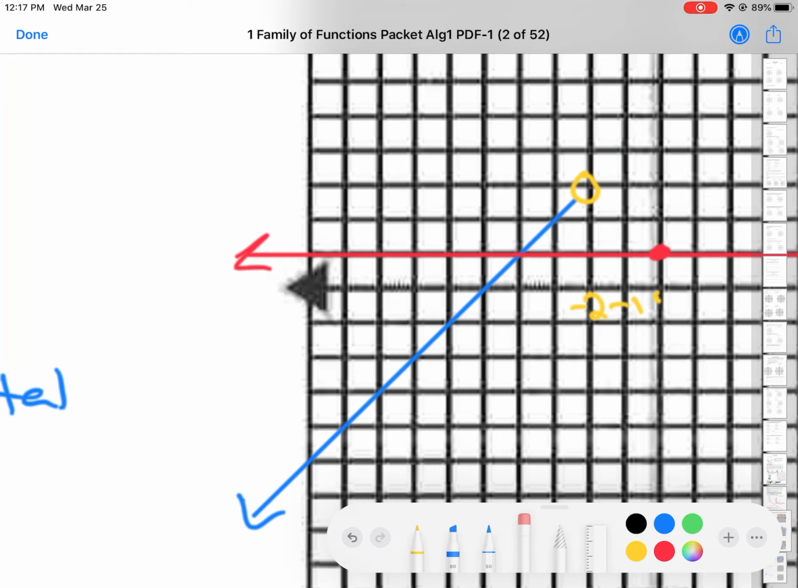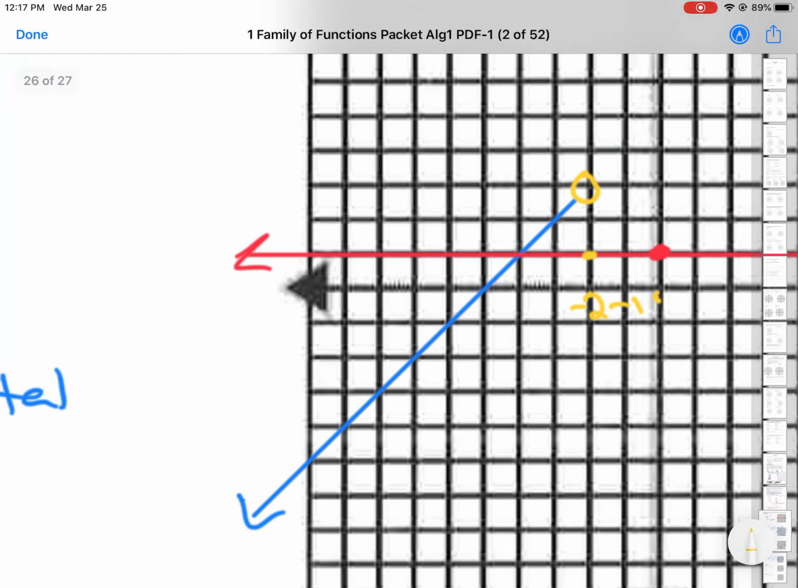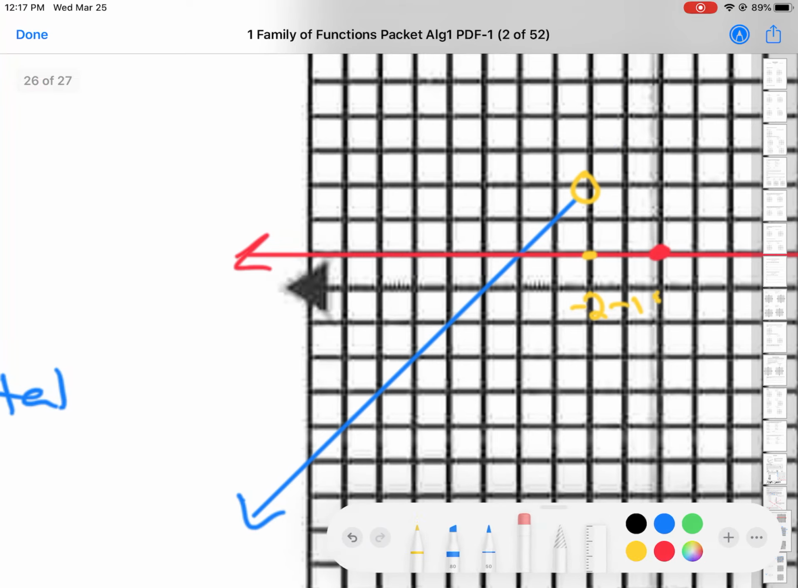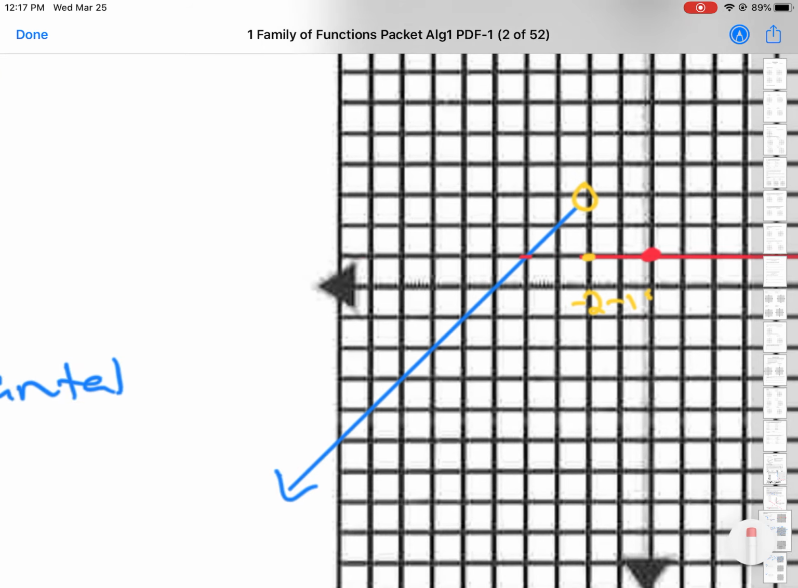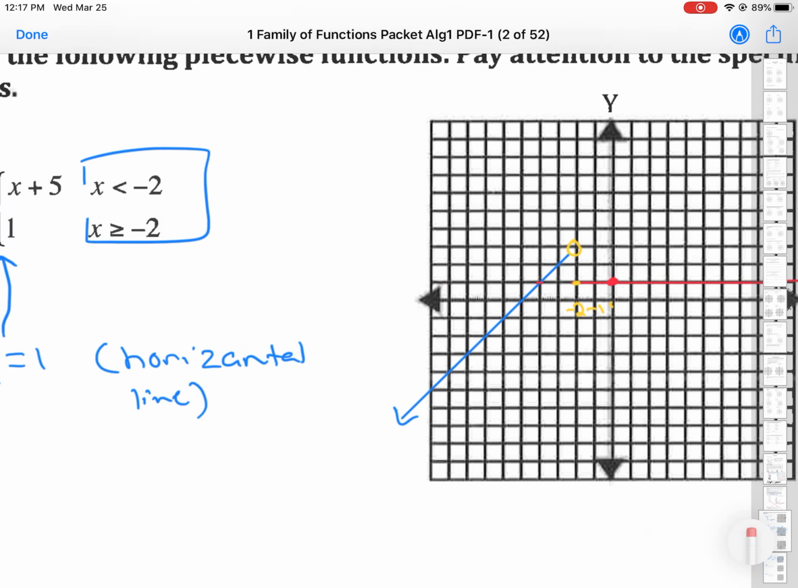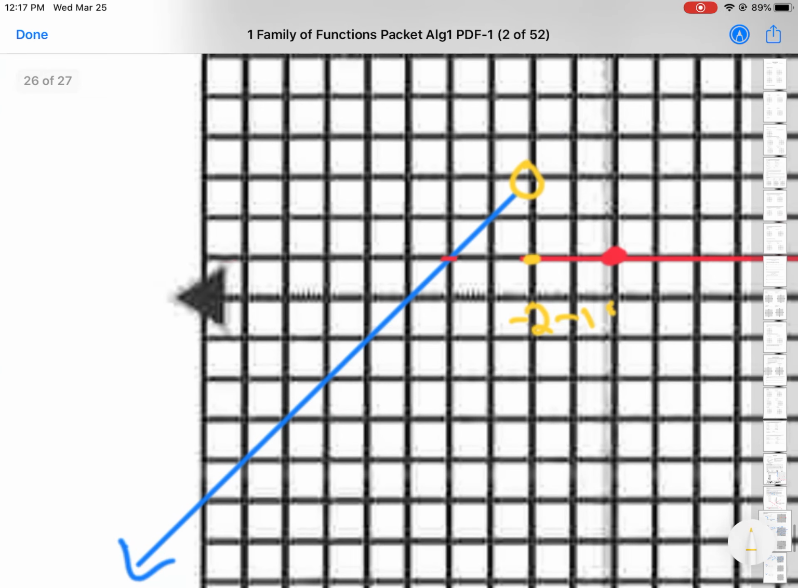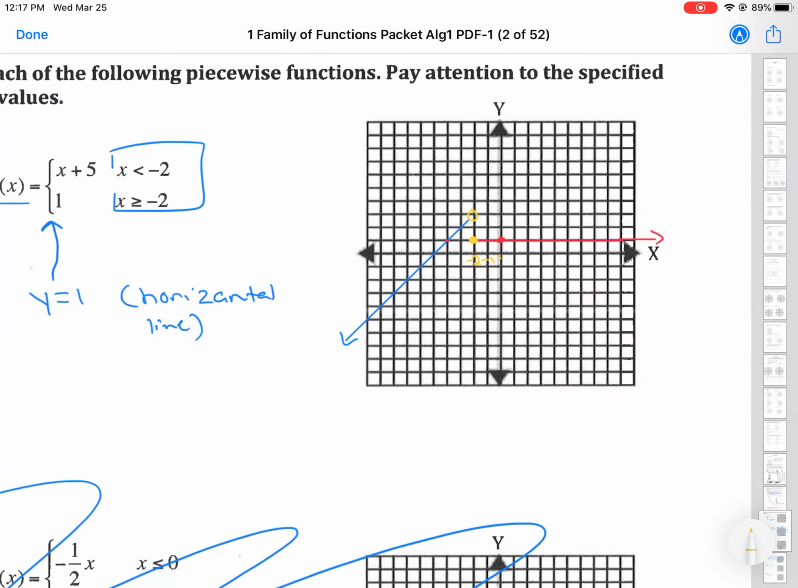So what that means is I only want this graph from this point right here all the way to the right, because all these numbers going on to the right in the x direction are all numbers that are greater than negative 2. So I am going to erase the left side of my graph because I don't need it, because this piecewise function only wants the graph when x is greater than or equal to negative 2. Now, when we have a greater than or equal to sign, we have a closed dot right here.